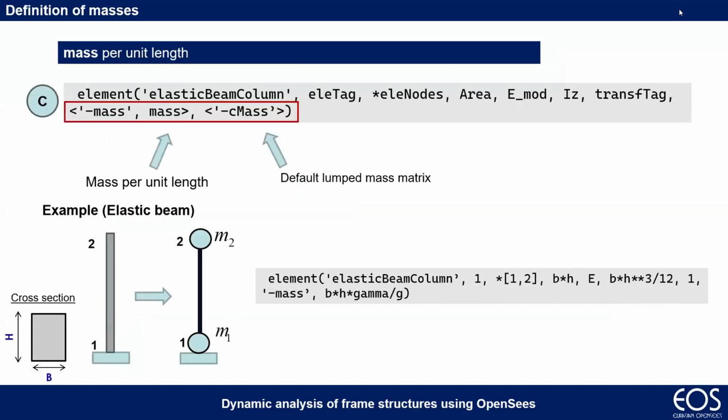Otherwise, we can use another approach. We can define the masses when we declare the elements, okay? For example, with the elastic beam column that you saw yesterday with Cristoforo, you can declare the nodes, the area, and all the properties, okay? Mechanical properties of the element, okay? And then there are these optional parameters here, okay? In which you can declare, quote unquote, dash mass, the value of the masses, okay?